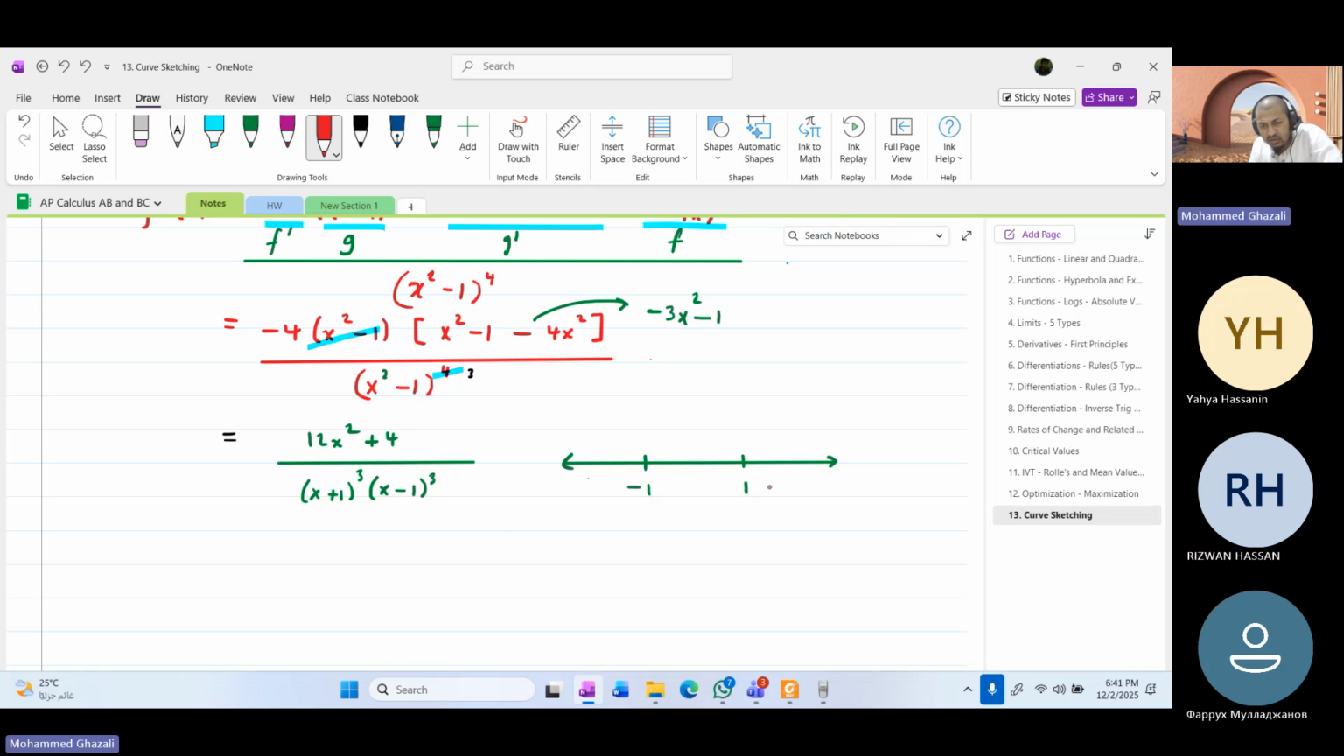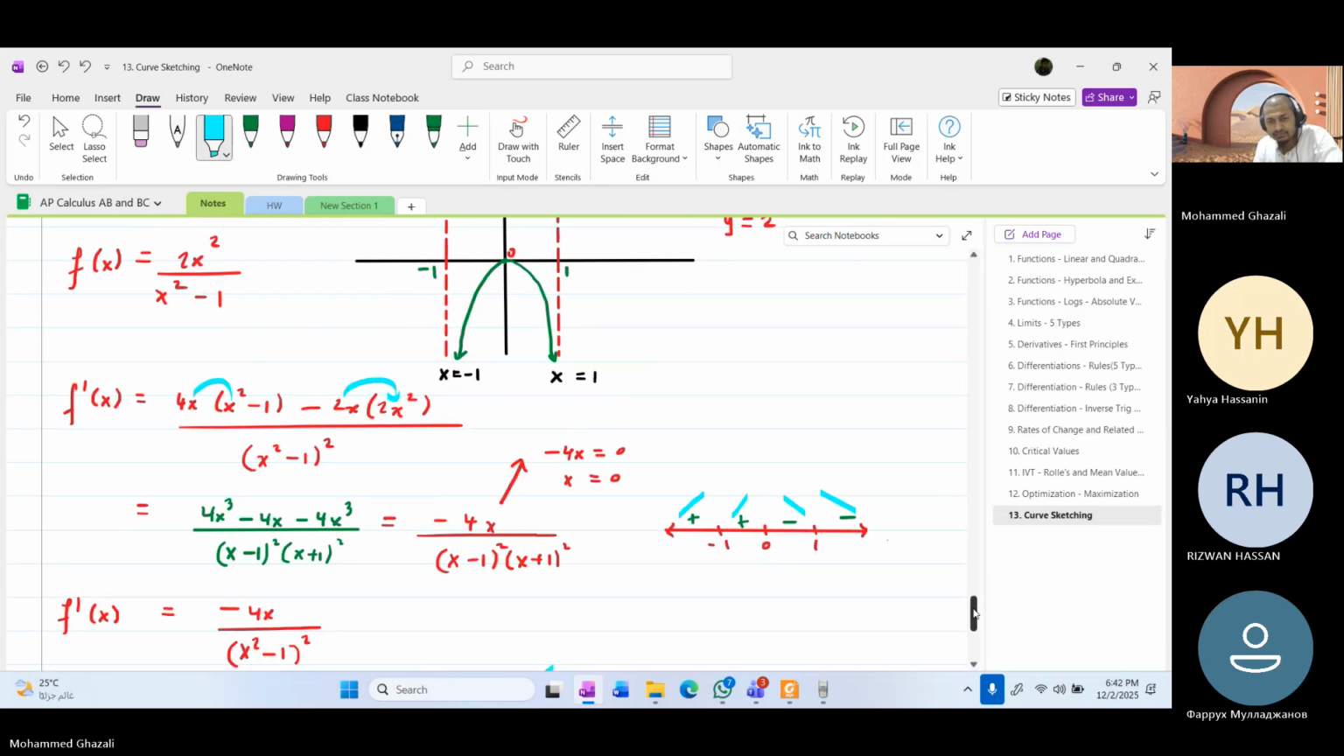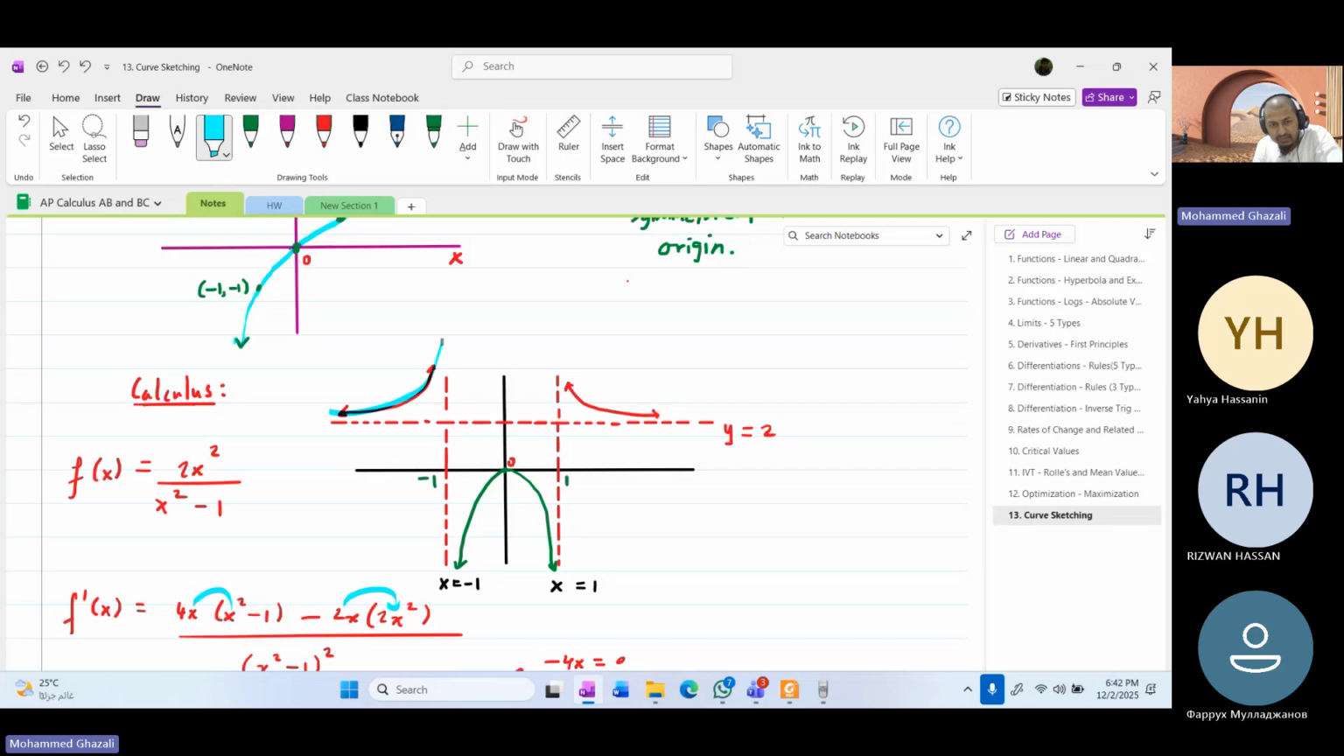Right, so take any value after 1 and put 10 inside. So you get positive, negative, positive. What does this represent? This represents that it is concave up for less than -1, concave down between -1 and 1, and concave up after 1. Let's check. See, this is concave up, this is concave down, and this is still concave up.